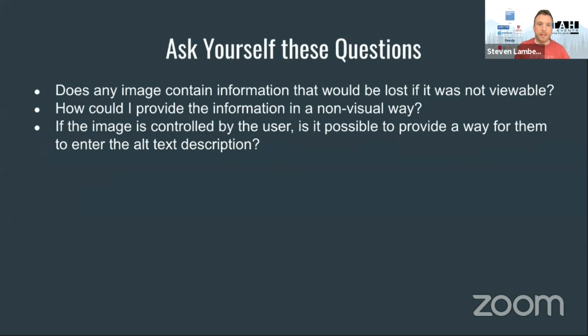So to use the lens of images and icons, you can ask yourself these questions. Does any image contain information that would be lost if it was not usable? How could I provide the information in a non-visual way? If the image is controlled by the user, is it possible to provide a way for them to enter that alternative text description?